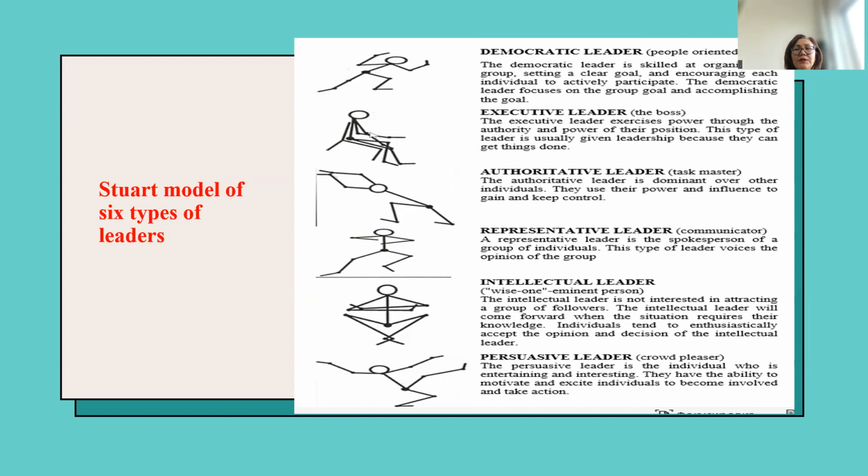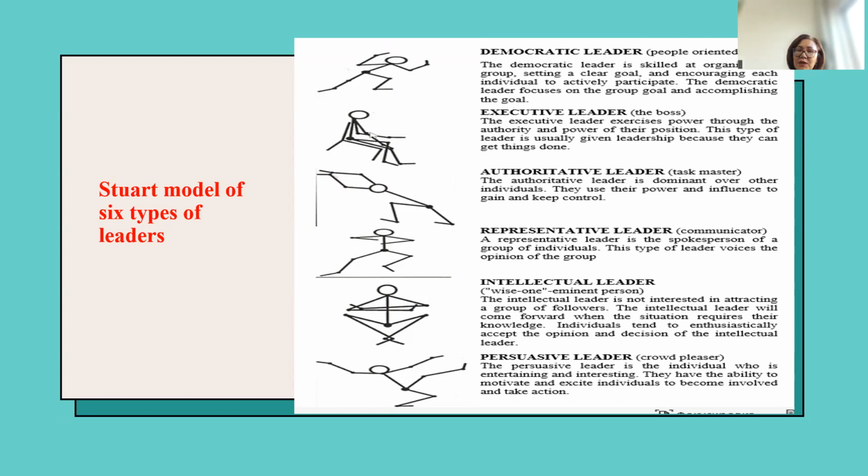The second type of leader is the executive leader, the boss. The executive leader exercises power through the authority and the power of the position. This type of leader is usually given leadership because they can get things done. The third type, according to the Stewart model, is the authoritative leader, taskmaster. The authoritative leader is dominant over other individuals. They use their power and influence to gain and keep control.